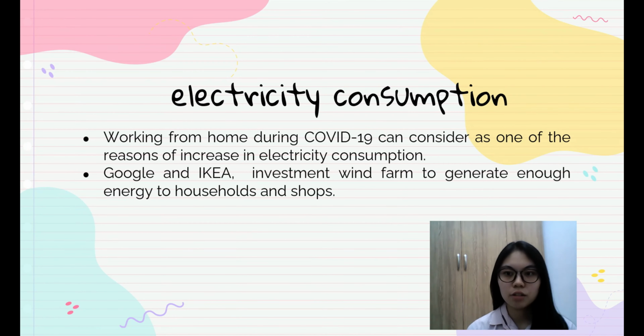The second change of consumption is electricity consumption. Working from home during COVID-19 can be considered as one of the reasons why the electricity consumption increased. Malaysia government can implement things like what Google and IKEA did. For example, they make the investment in wind farm to generate enough energy for households and shops.